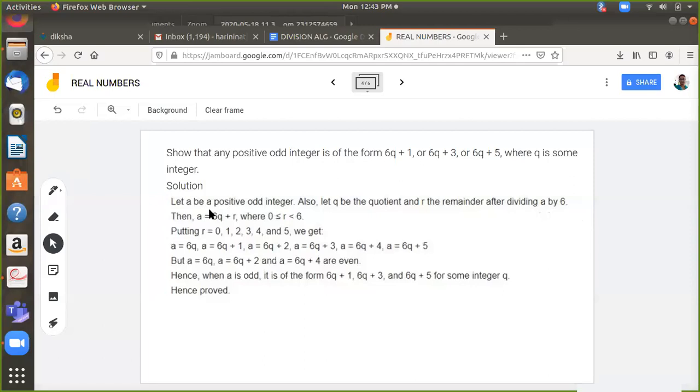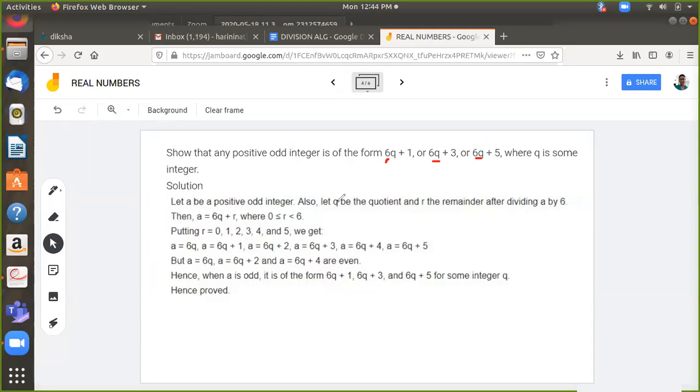So I'm starting with a, which is the positive integer, which has to be divided with 6. Why 6? Why not 7, 8, 1, 2, 3? The clue is in the question only. When you have some number shown there to you, like 6q here, again a 6q here, you should assume your divisor as that number itself. A can be anything. You are dividing a number with another positive integer 6. Why? Because when you apply the division lemma, then you will get it in this form.